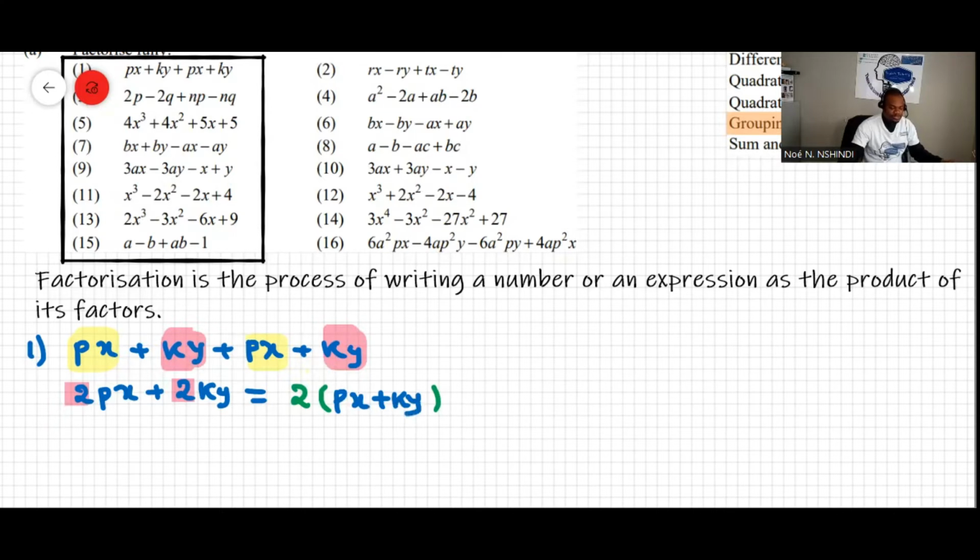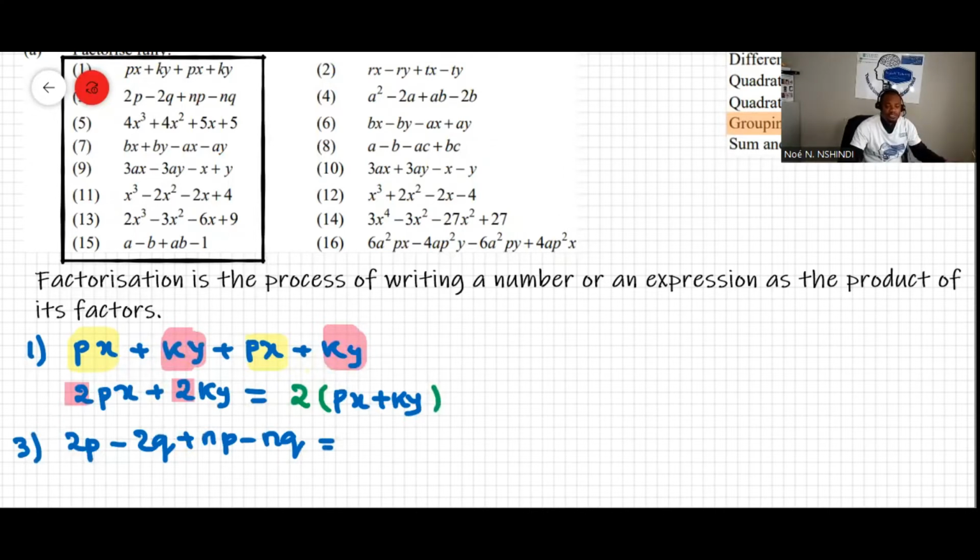Now the second question, question 2. I'll leave question 2 for you to do, so I'll do instead question 3. That says 2p minus 2q plus np minus nq.